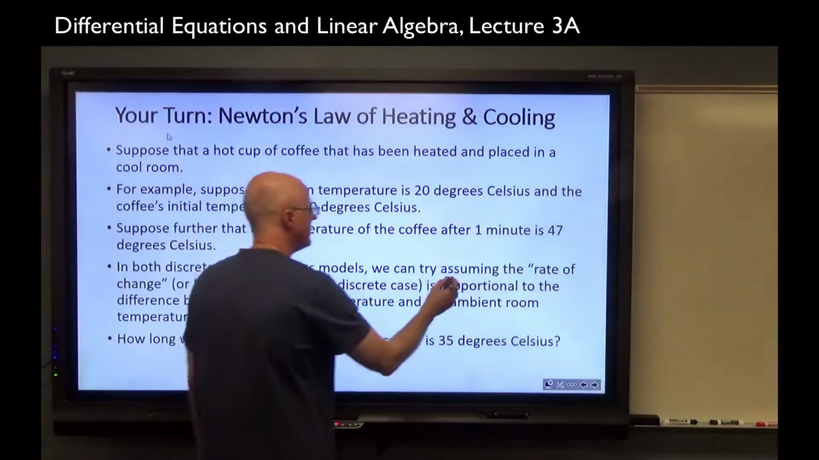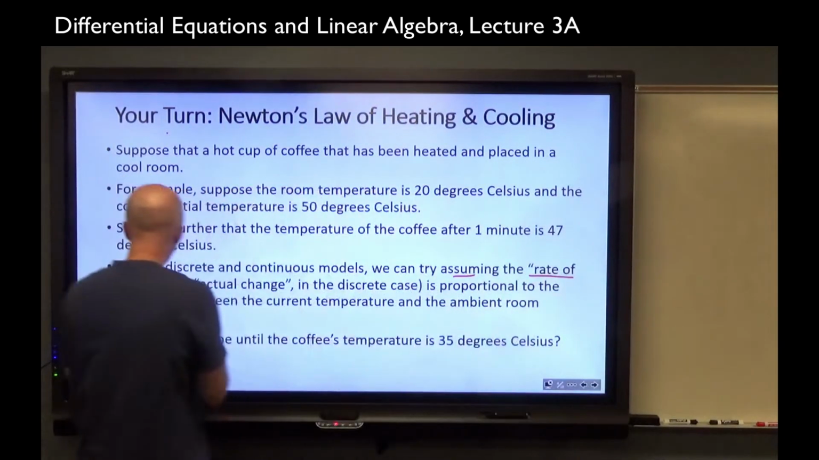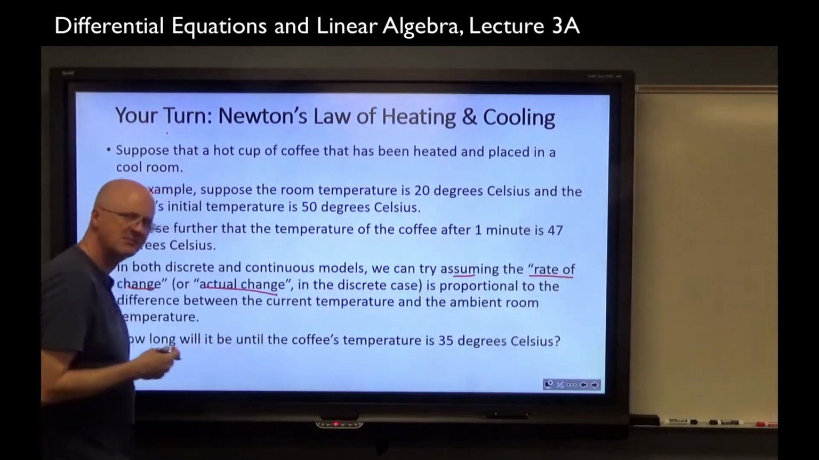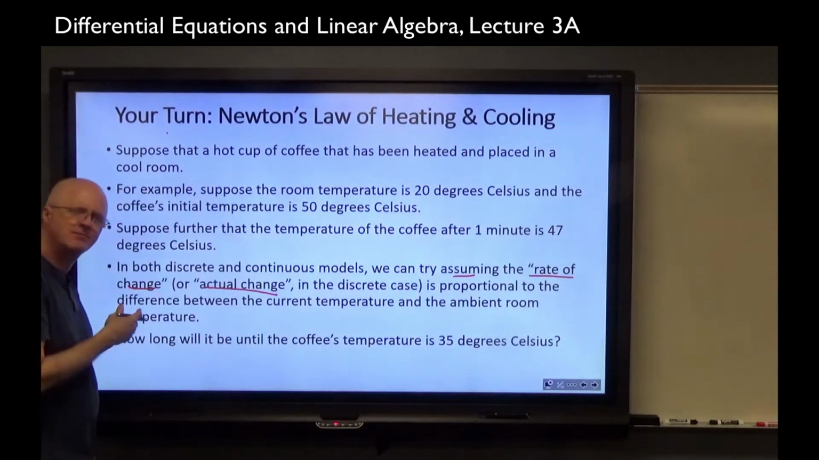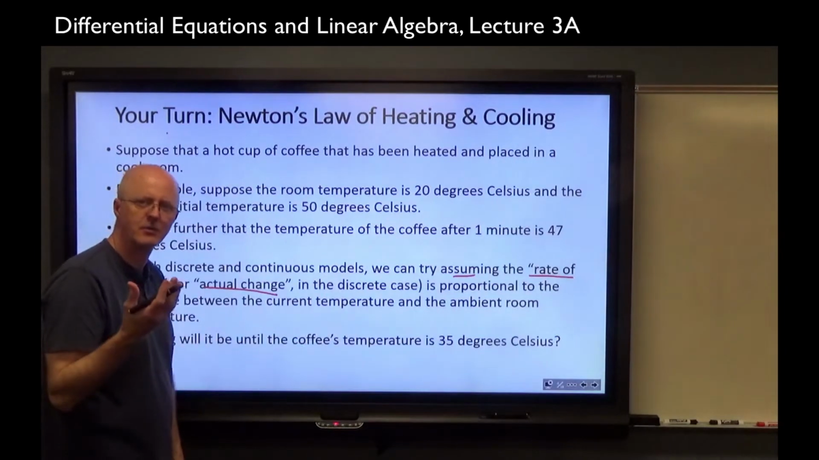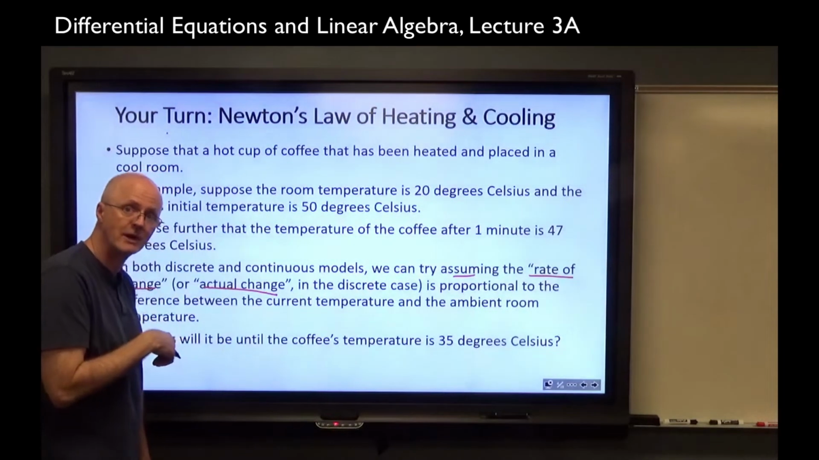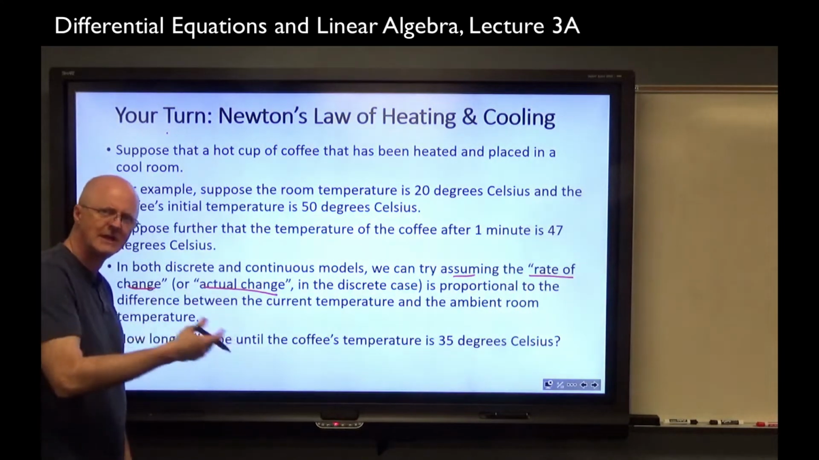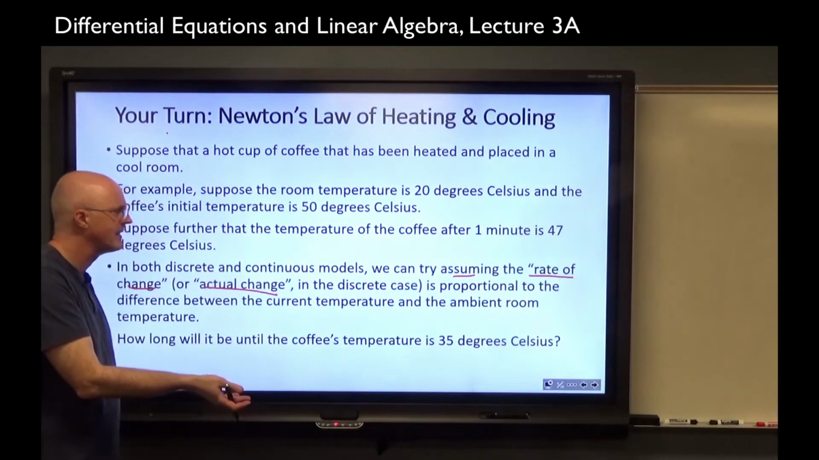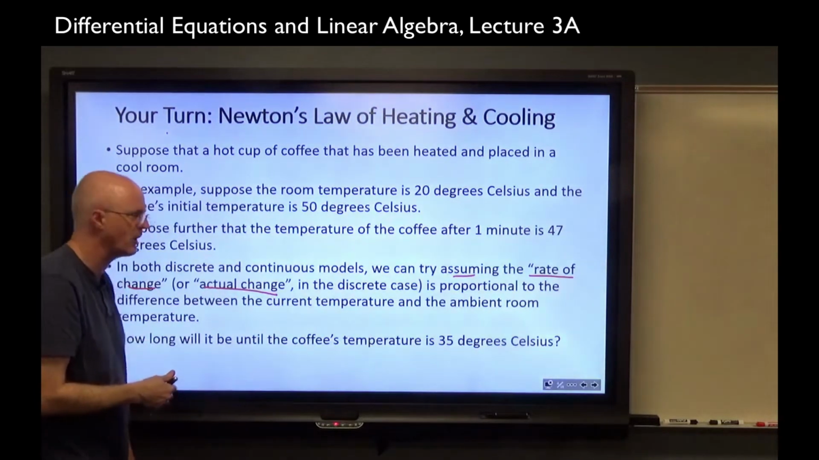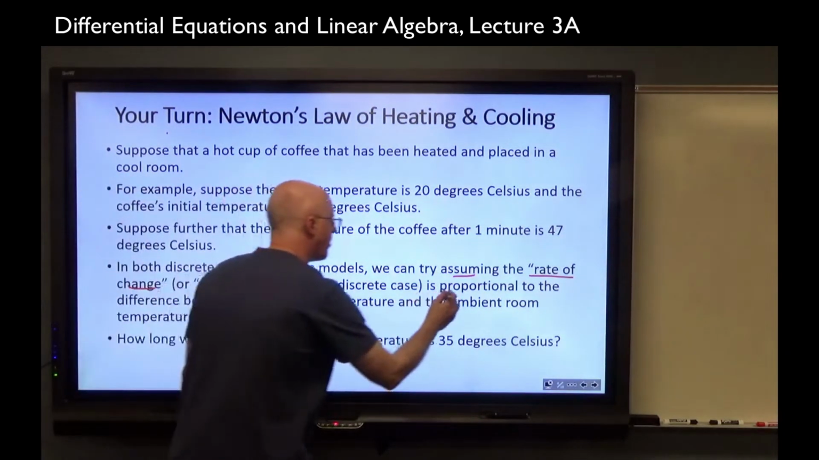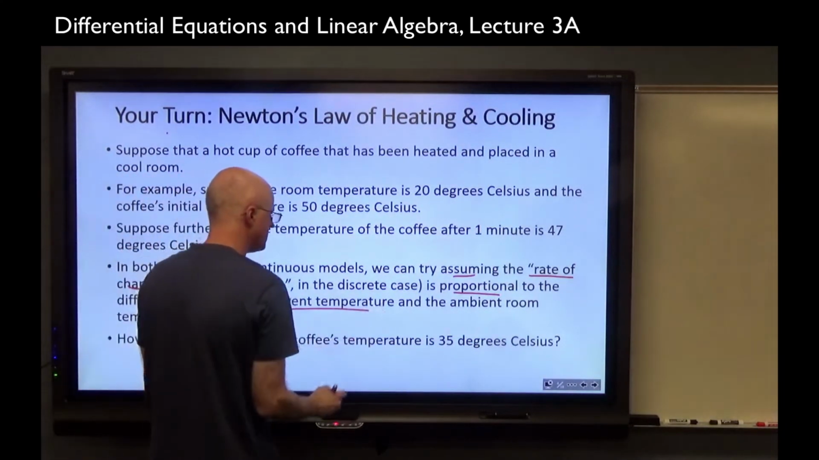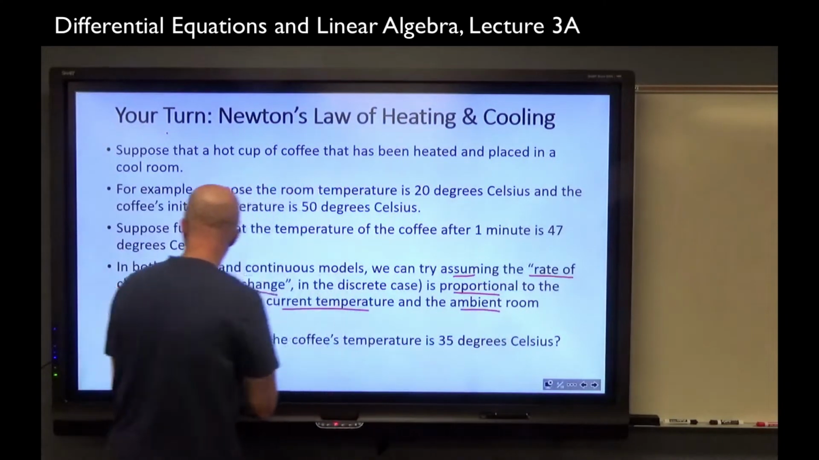We're going to assume the rate of change or actual change satisfies properties. Rate of change would be instantaneous rate of change. That would really be a derivative. That's going to be what you use for the differential equation. Actual change would be a discrete change over a certain amount of time. That's going to be what we use in the discrete case for the difference equation. We're going to assume it's proportional to the difference between the current temperature and the ambient room temperature.